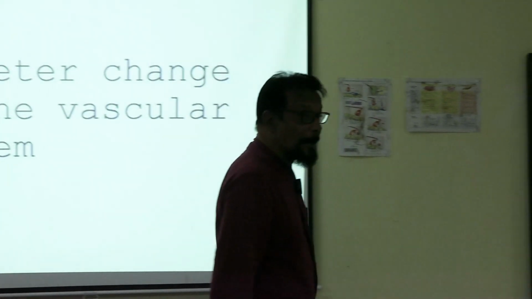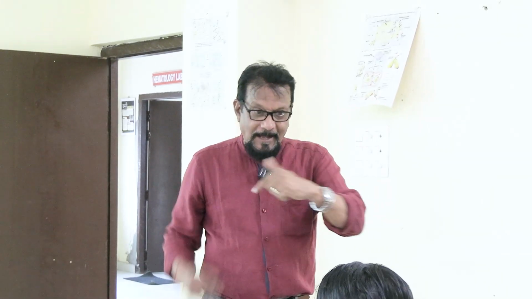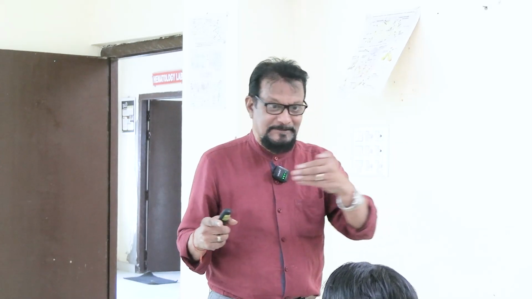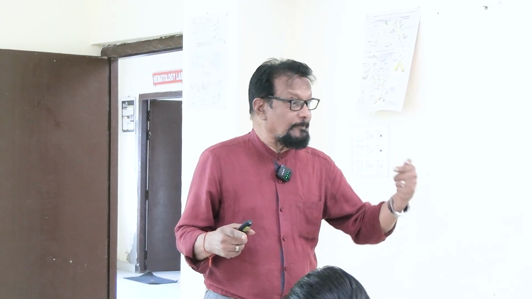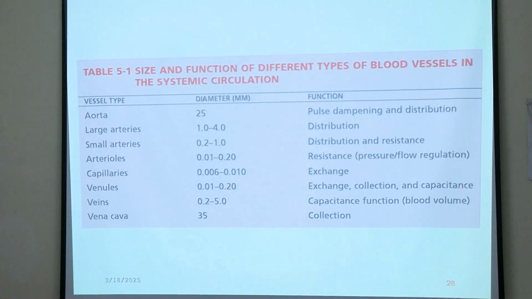Now we'll see how the diameter changes during the course. How their diameter is changing, how their cross-sectional area is changing, how their blood pressure is changing, and how their flow is changing. We'll see them one by one. Diameter changes in the vascular system. The diameter is not fixed. See how it is changing.